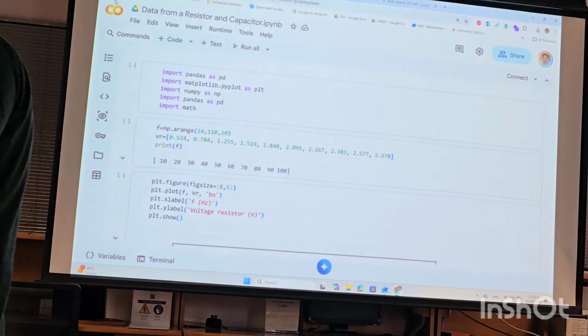Make two arrays, one for the frequency and one for the voltage across the resistance.